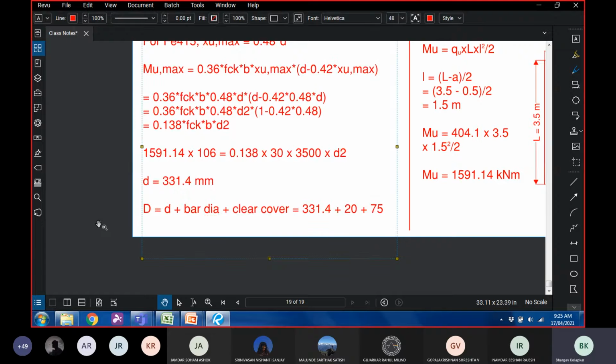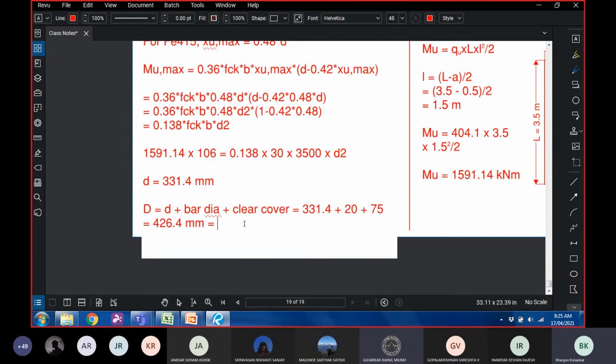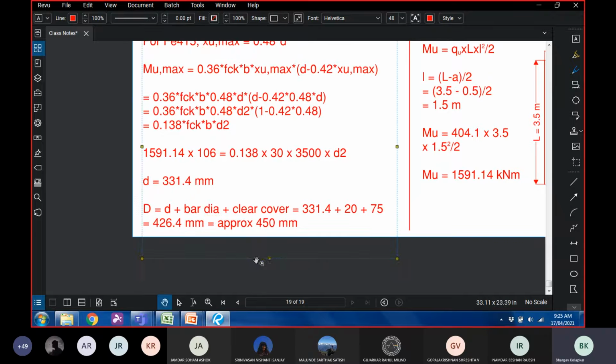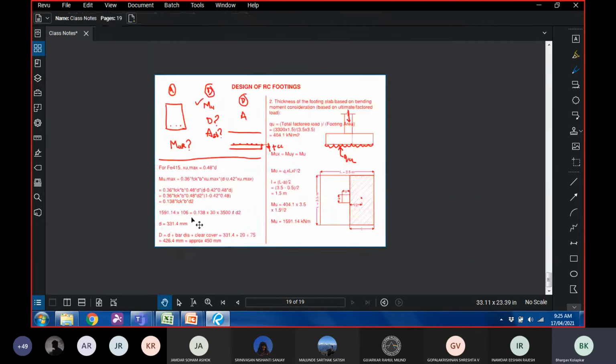So how much depth will you actually provide? Should I provide 400? 450. Yes. So we have to approximate it to 450 mm in multiples of 25. So this is our total depth.